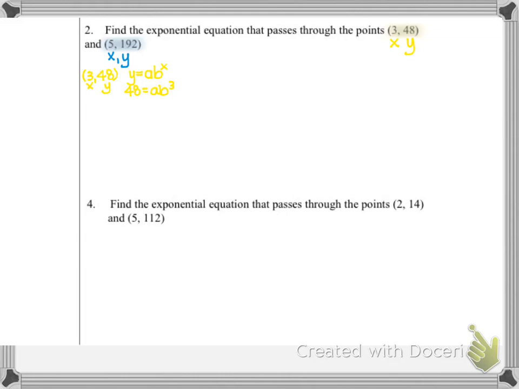So I'm going to do the exact same process with the blue point, wow, excuse me. So I've got 5, 192. This is another x and another y. All right, so the general form of the equation, and then I'm going to plug everybody in where they go. So that's 192 equals AB to the 5th. All right, so now I have these 2 equations. I've got my yellow equation and I've got my blue equation.